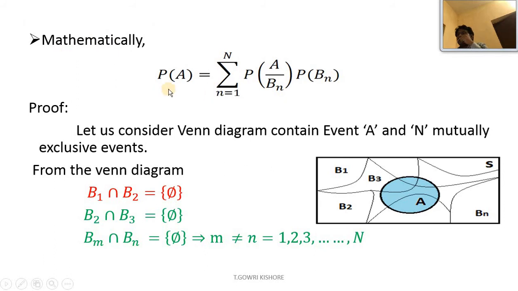So mathematically, this formula defines the total probability. P of A equal to summation n equal to 1 to n P of A by Bn into P of Bn. Proof. Let us consider a Venn diagram containing event A and n mutually exclusive events. From this Venn diagram, B1 intersection B2 equal to null set and B2 intersection B3 equal to null set, Bm intersection Bn equal to null set, where m and n are not equal, m, n equal to 1, 2, 3 and so on up to n.